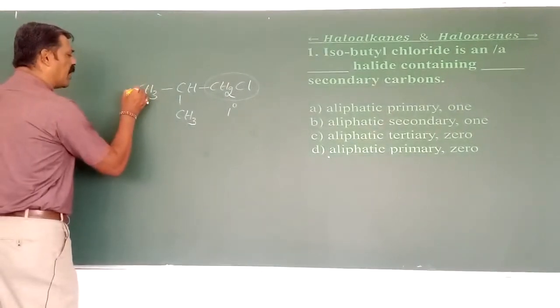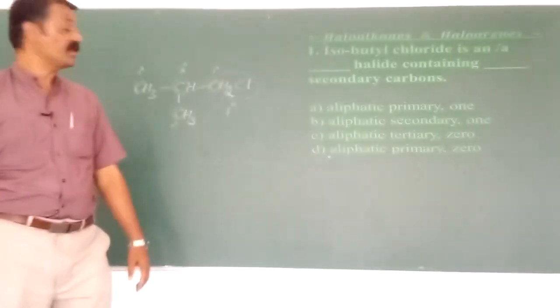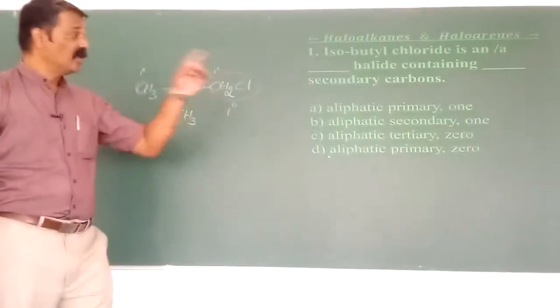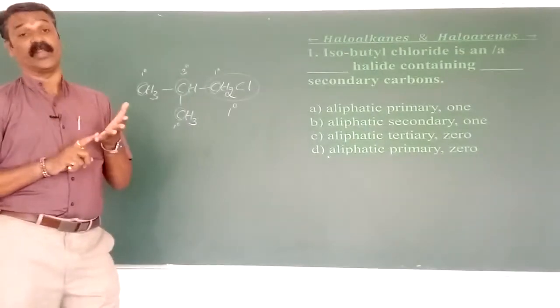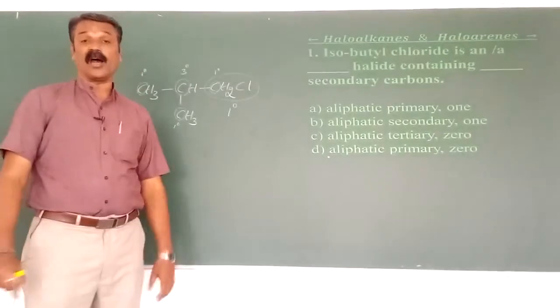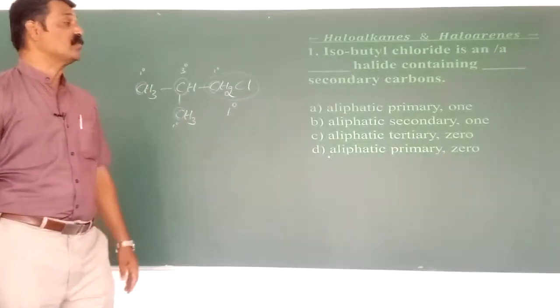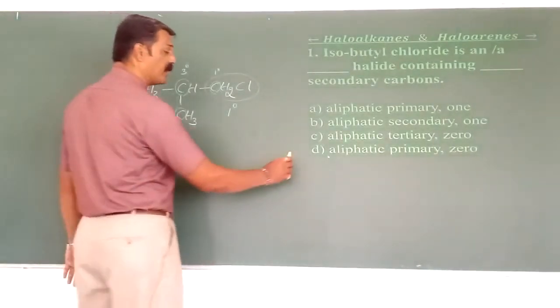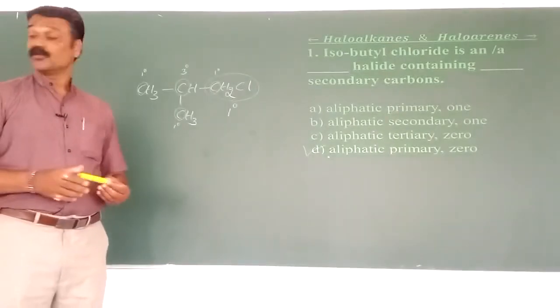This is a primary carbon. This also is a primary carbon. This also is a primary carbon. This is now the tertiary carbon. But there is no presence of secondary carbons. So first it is open chain, which is called aliphatic. Then, as it has a carbon in the form of CH2Cl, it is an example of a primary halide. But there are no secondary carbons. Hence it is aliphatic, primary with 0 secondary carbons. Okay, so that is about the first one.